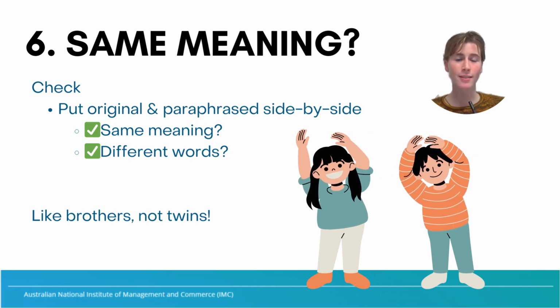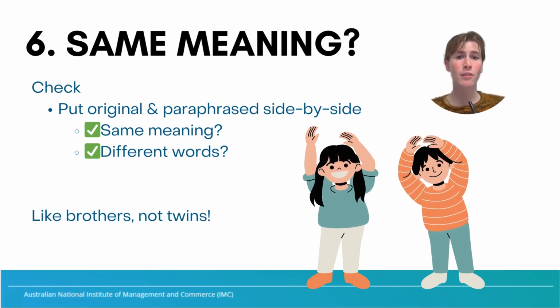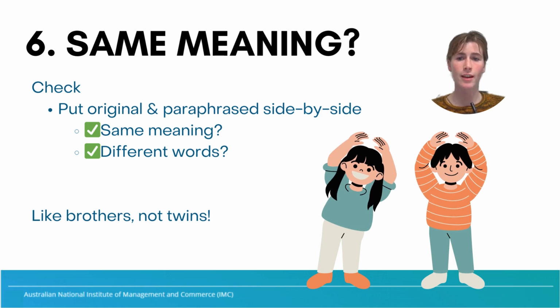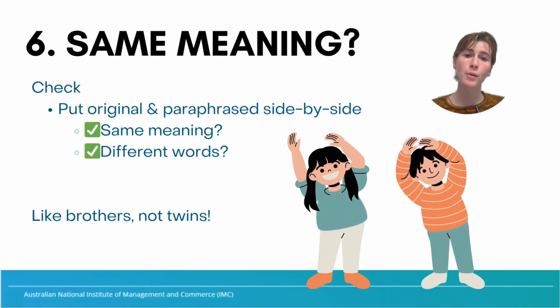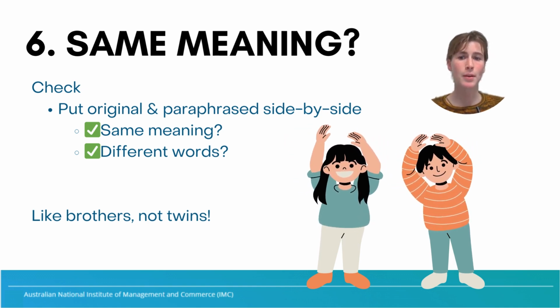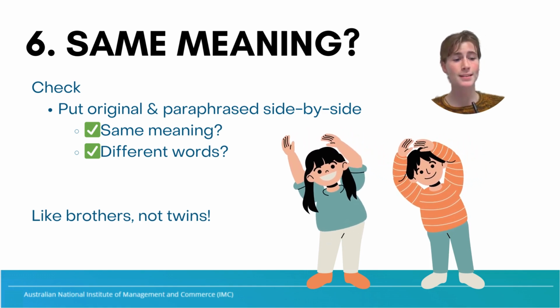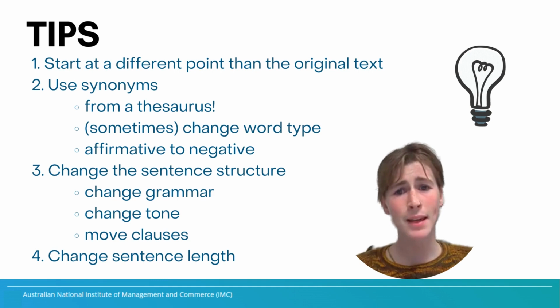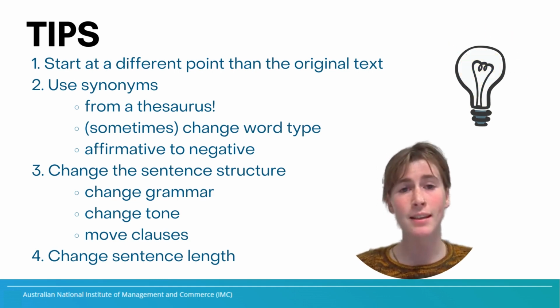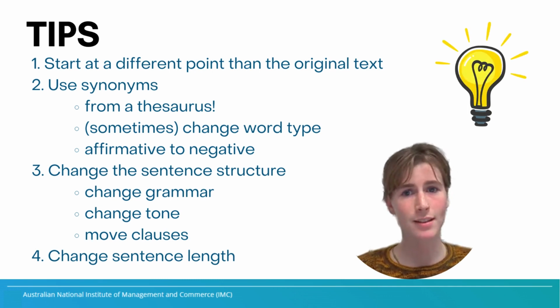And now let's check. Put the original text and your paraphrased version alongside each other and read over them. Remember, we want these texts to mean the same thing, but use completely different words, like brothers, not like twins. Paraphrasing may seem complex, but like any other skill, it becomes easy and super quick with some practice. Soon, you won't even have to be thinking about it.